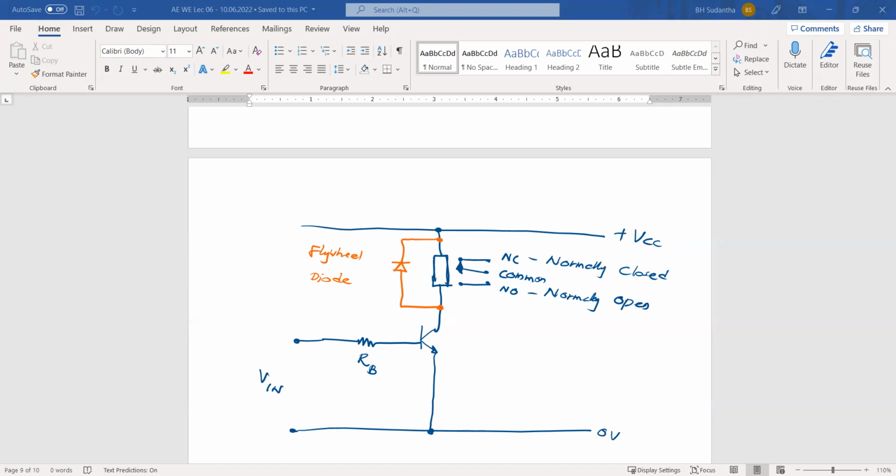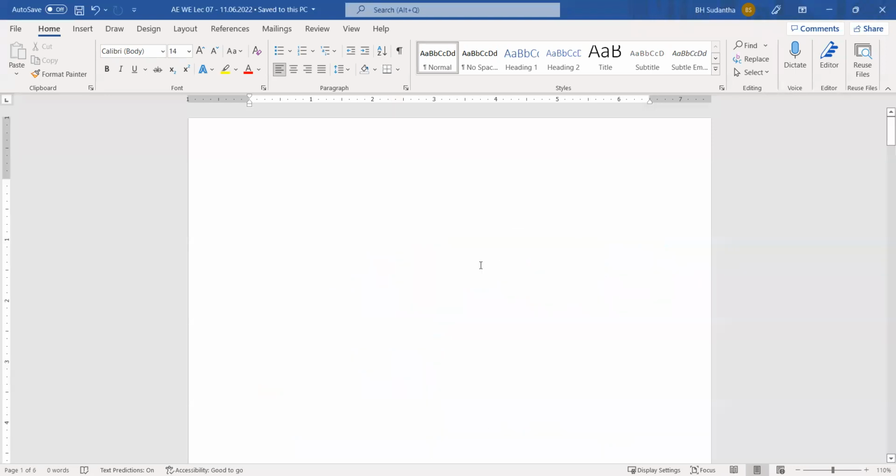Let me share a new document with you. You can take a blank document. You know how to use this transistor.